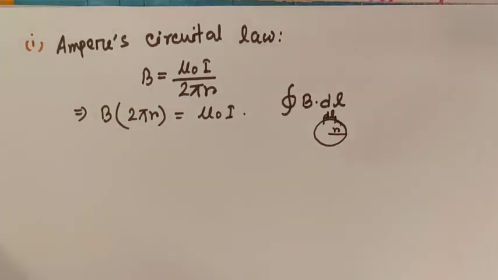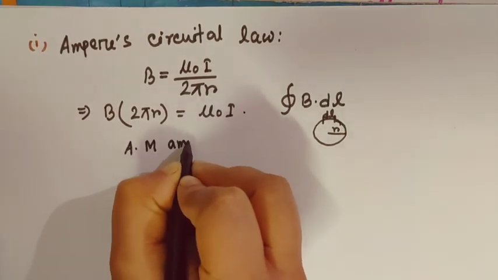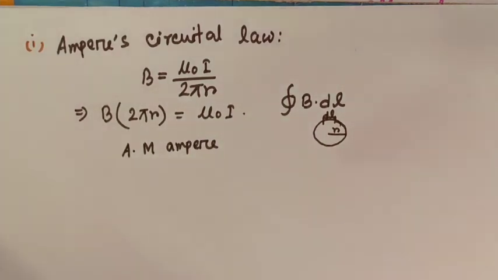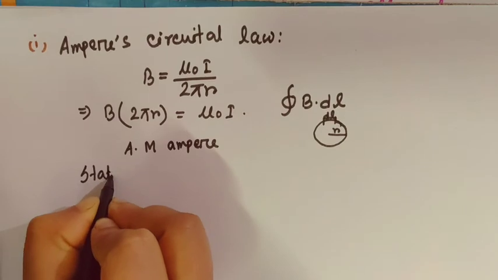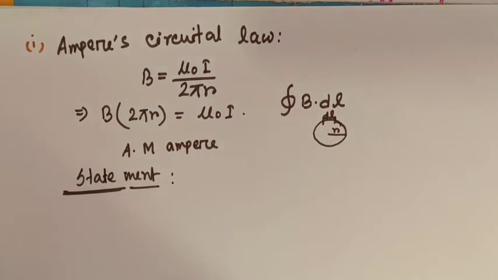So here A.M. Ampere, the name of one scientist, A.M. Ampere proposed a generalization of this result by providing a relation between the current in an arbitrary shaped wire and the magnetic field produced by the wire. The scheme known as Ampere's circuital law. So now we can state Ampere's circuital law, or we can write the statement for Ampere's circuital law.